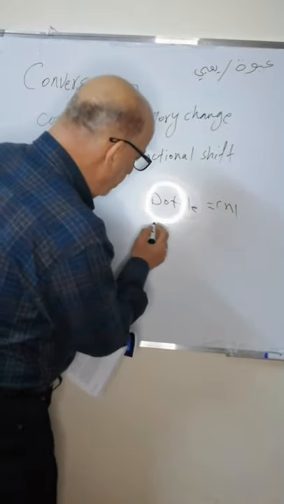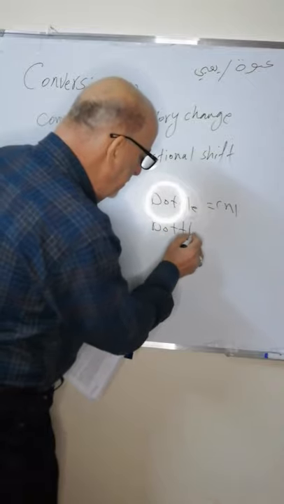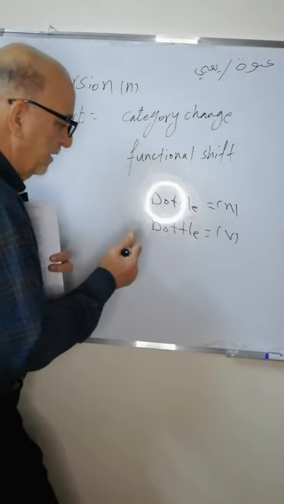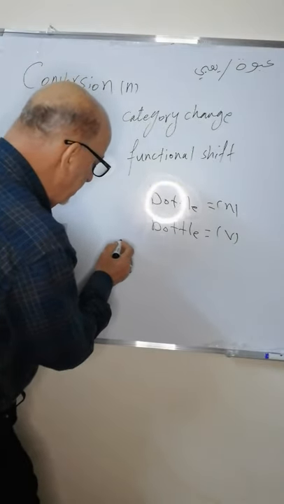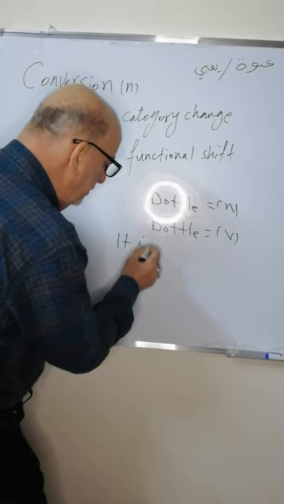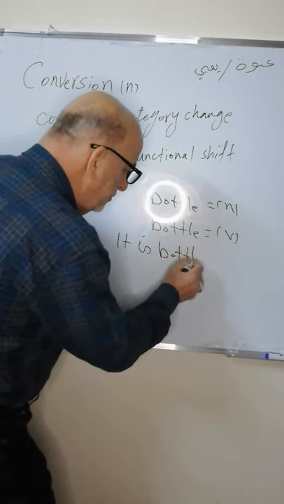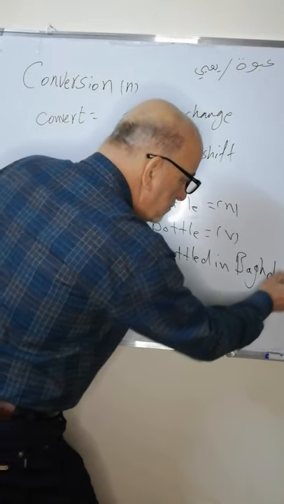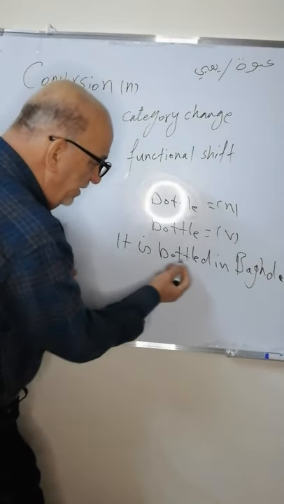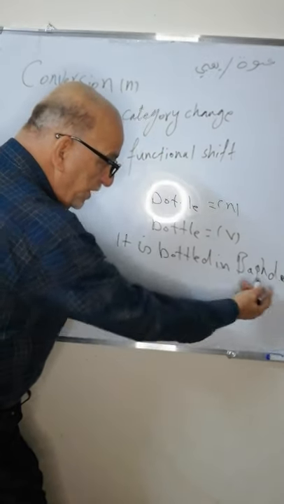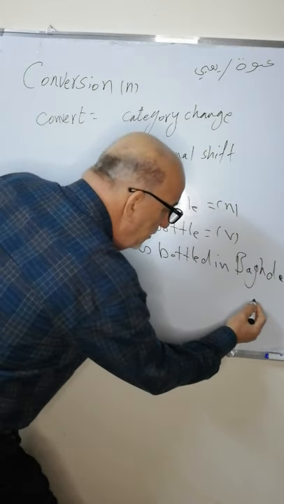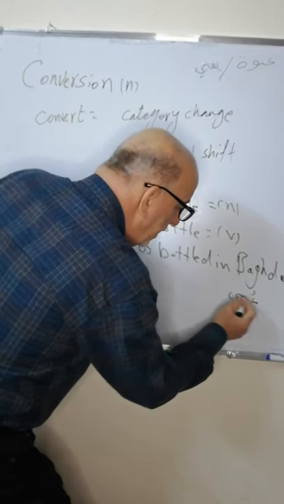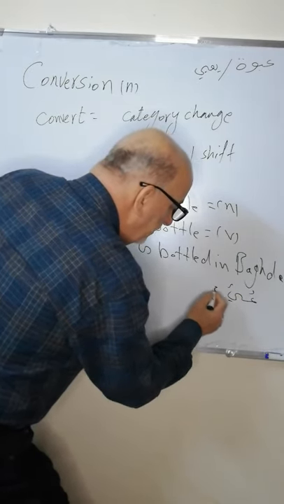So, for example, bottle as a verb. We say it is bottled in Baghdad. Now, what does that mean here? It means, when you want to translate it, عبّئ في بغداد.